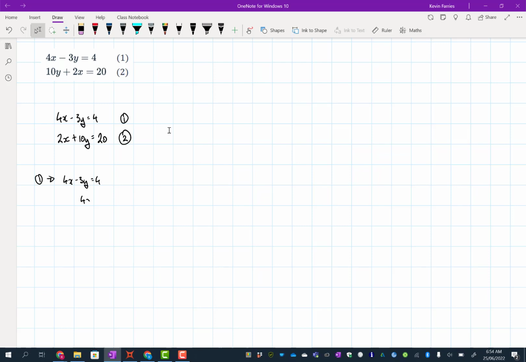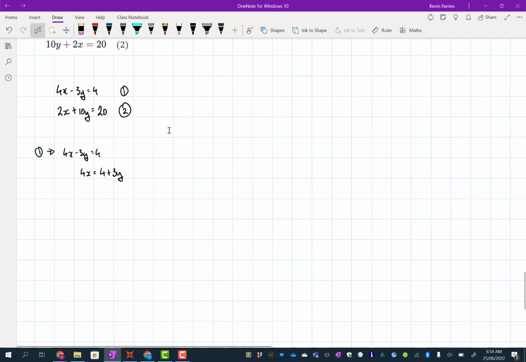So we'll take the 3y across, just trying to get this x on its own. 4 minus, so minus on one side is going to be plus on this side. 4 plus 3y, I'm going to divide by 4. Just be careful when you're dividing by 4, you divide everything on the other side by 4. And so we're going to do 4 divided by 4, 1. 3 divided by 4 is 3/4 y, and that's as far as we can go.